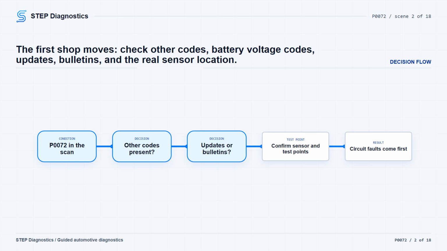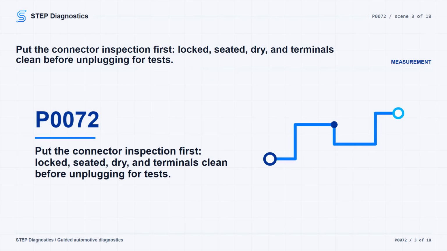Also remember that the ambient air temperature sensor location depends on build configuration, so confirm the actual sensor location and the correct module test points before probing anything. Before disconnecting the sensor, look at the connector while it is still installed. Make sure it is fully seated and locked. Then disconnect it and inspect for water intrusion, pushed out terminals, damaged terminals, corrosion, burnt terminals, or spread terminals.